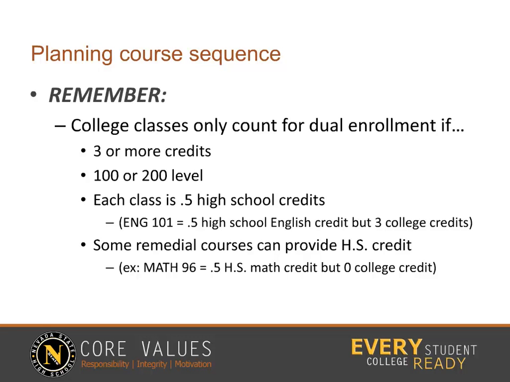Remedial classes can provide high school credit, but do not count towards a college degree. Math 95 and Math 96, for example, each provide half a high school credit. Not all remedial classes will do this, however. One example is Math 91 and 93. These do not give you high school or college credit. Best advice? Get out of remedial as soon as you can. If you have any questions about specific classes, check the handbook, submit a help ticket, or come into Study Skills.